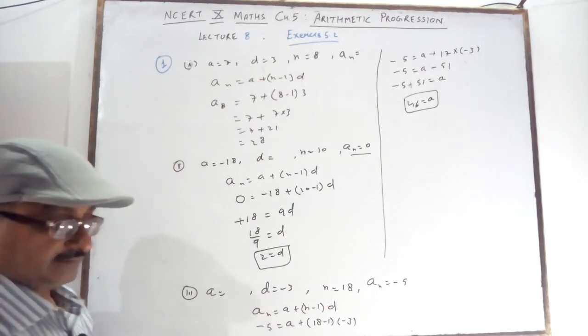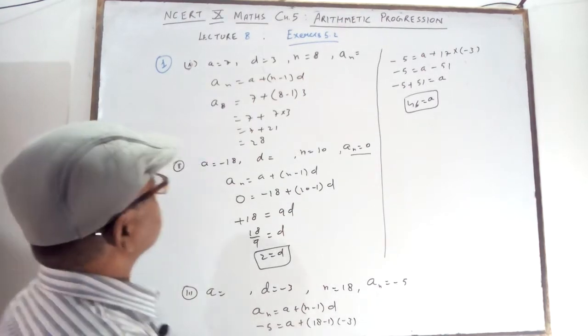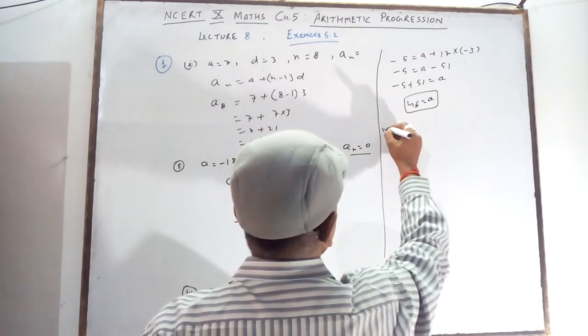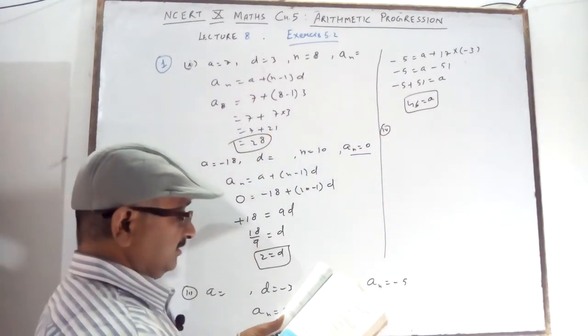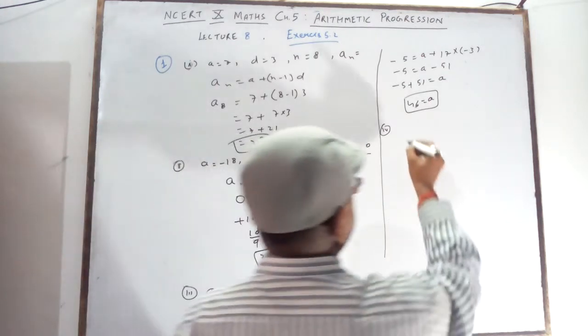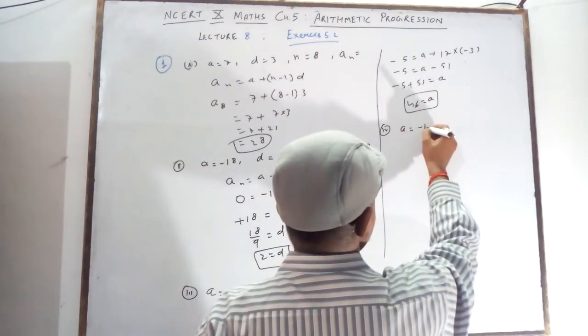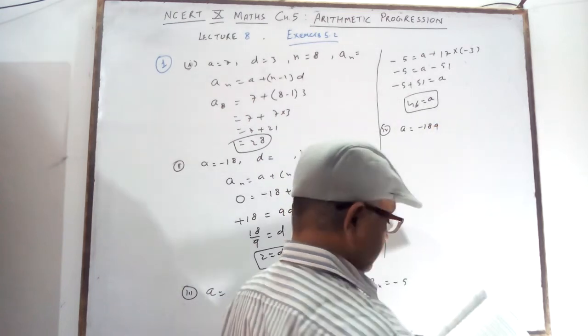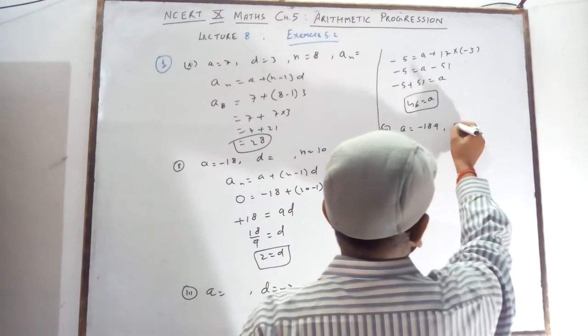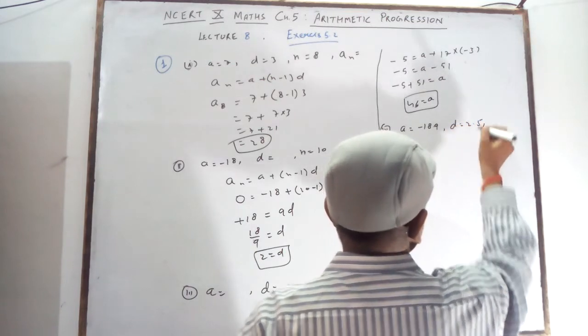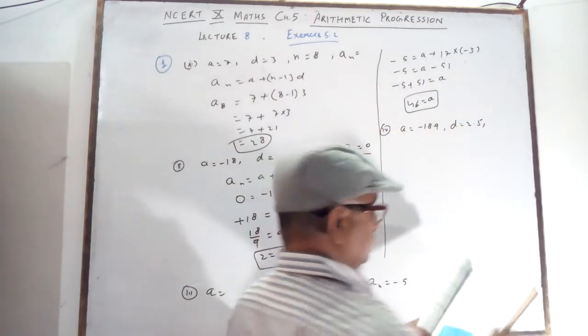Next part is given, the fourth part. What is the fourth part? A is given minus 18.9. D is given 2.5. N is not given.